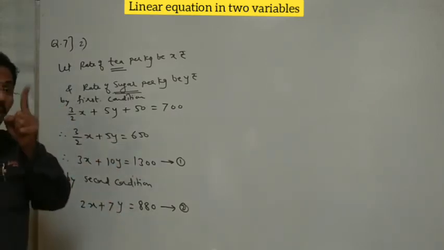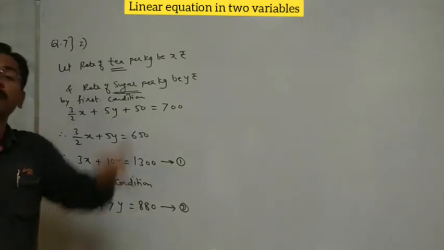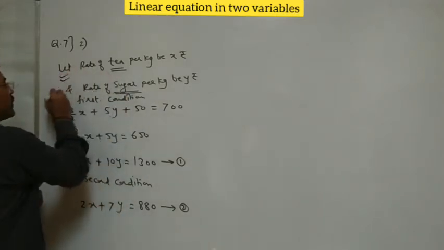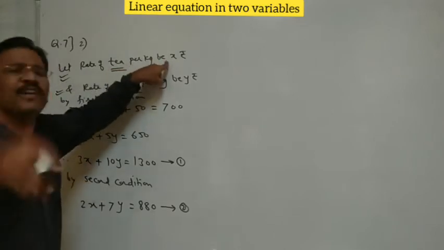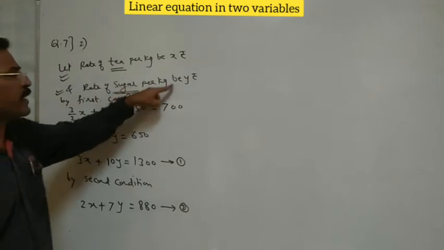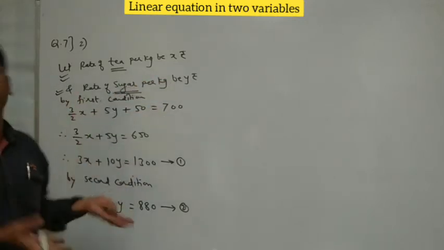But don't forget to write the answer in words, because x and y is our supposition. So write again, repeat these two statements. The rate of tea per kg is whatever value of x you get. Similarly, the rate of sugar per kg is the value of y. Try to solve. It is a very simple one.